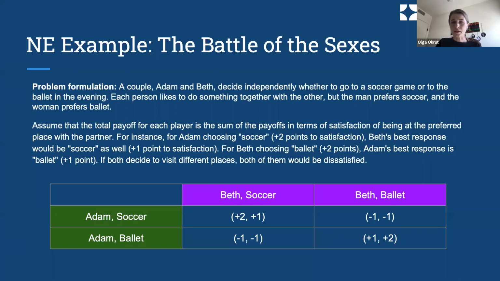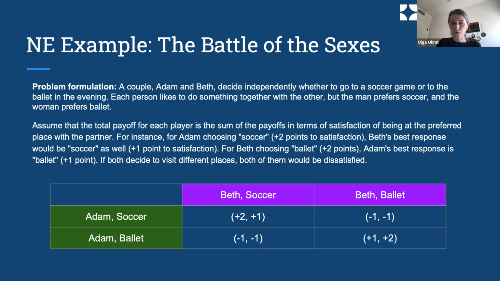So payoff in this example represents satisfaction, that is, how happy both of them will be if they select a strategy. For instance, if Adam goes to soccer and Beth goes to the ballet, both of them are unsatisfied with their choices of actions because they do something separately. So they will receive -1 to their satisfaction.